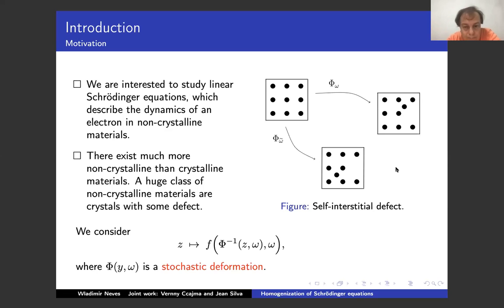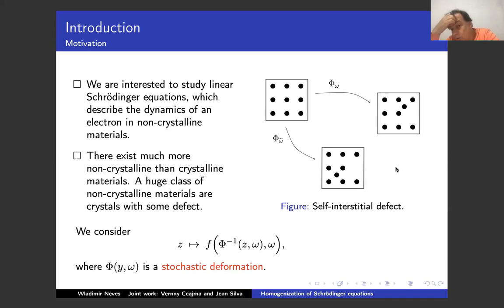So we are going beyond this periodic setting, and that is the way we are talking about non-crystalline materials or a non-periodic setting. And to convince you that this is really important from the material science point of view, we should say that there exist many more non-crystalline than crystalline materials. A huge class of non-crystalline materials arises because, even if you think of some crystals as a pure material, most of the time you have some defect in the crystal. So this defect changes this periodic structure.